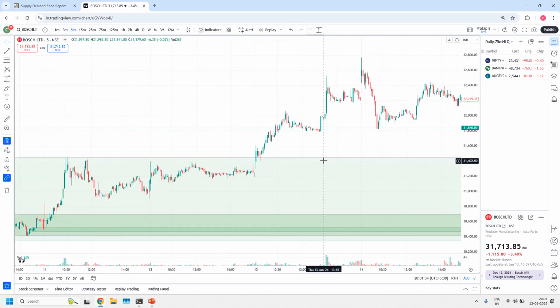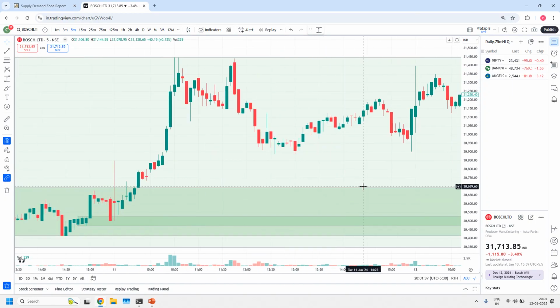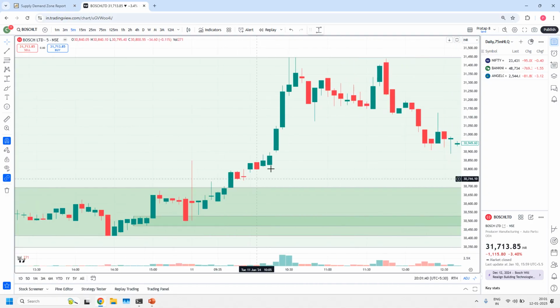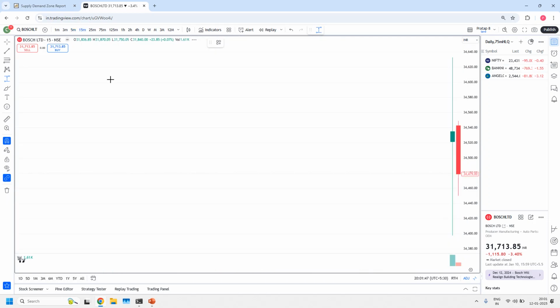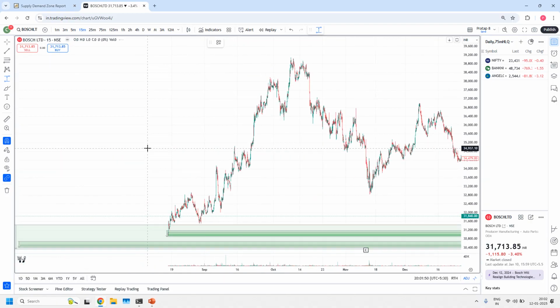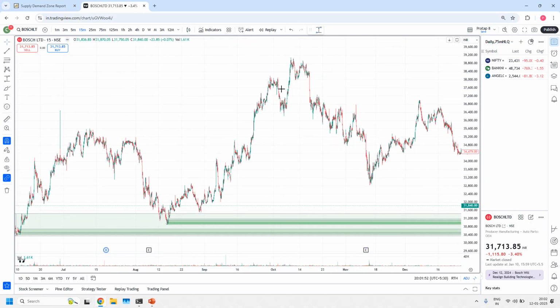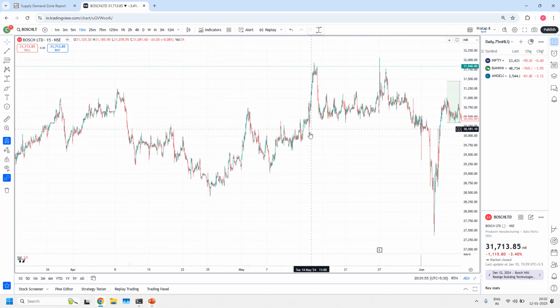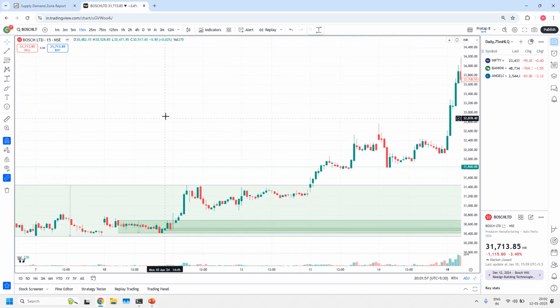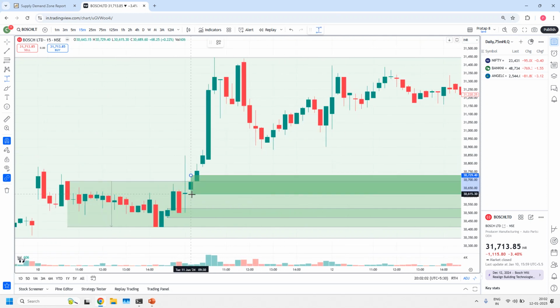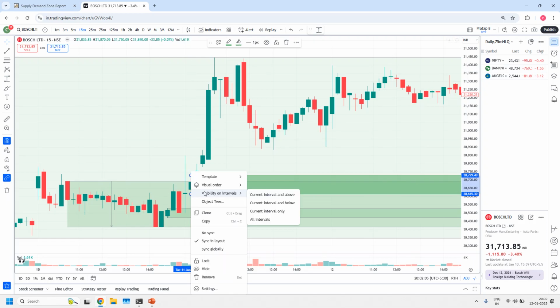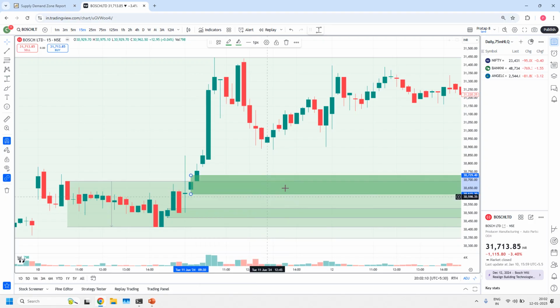And what about here? Here we have rally, base, rally. So that means there is nothing wrong in considering this. This is the 15-minute zone. This is the 15-minute zone color. Okay, light color.